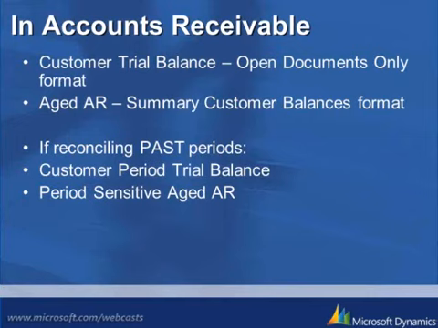Now if you're reconciling for past periods, so the first two would be if you're reconciling a current period. If you're reconciling a past period, then you can use the customer period trial balance report or period sensitive aged AR report. These two reports are for prior periods, and they're going to show you the document balances as of that period, and then also, it'll allow us to reconcile to your general ledger for that prior period.